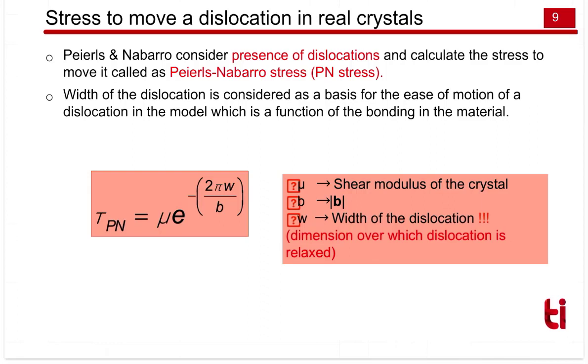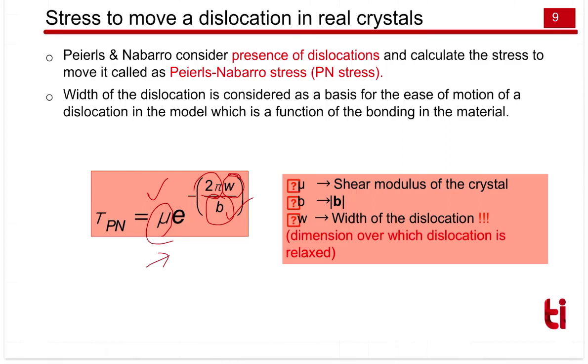So the calculated stress required to move a dislocation is tau Pn equal to mu exponential minus 2 pi W by b. This is the stress to move a dislocation. It is called the Peierls-Navarro stress. Now to understand this, here you see b is the Burgers vector, W is the width of dislocation, and mu is the modulus. You can calculate this, you know this, 2 pi you know this.